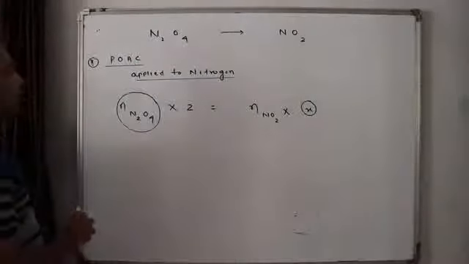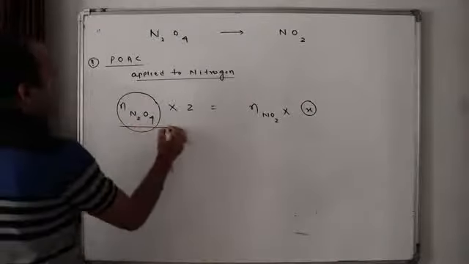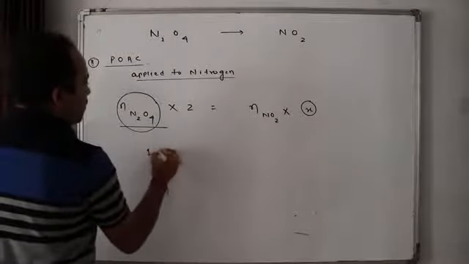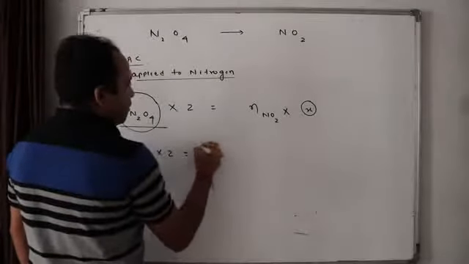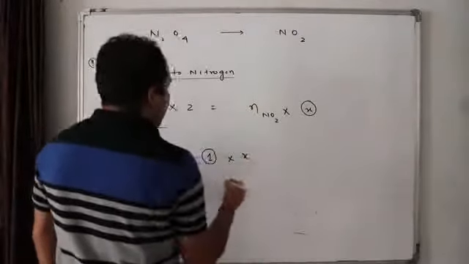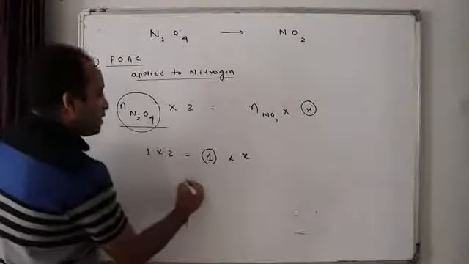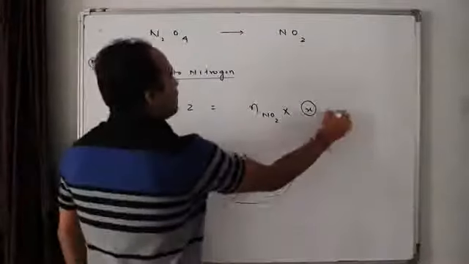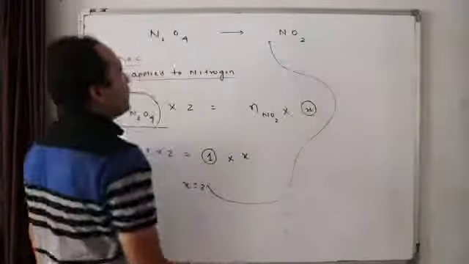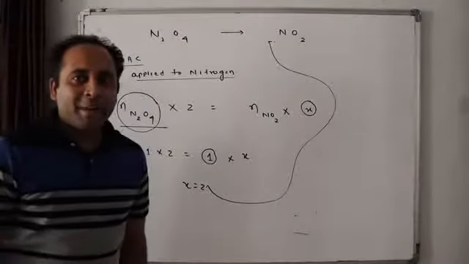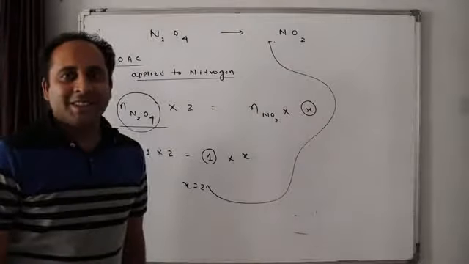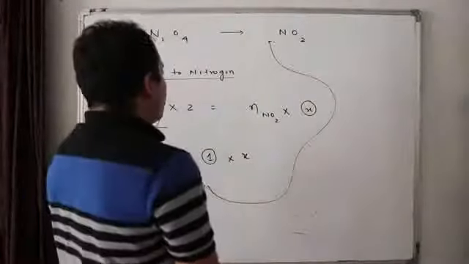This must be equal, isn't it? Here how many moles have I taken? For example, 1 mole. 1 into 2. Number of moles of NO2, let it be X. So what is the X here? X is equal to 2. Put this value here. Nitrogen balanced. Easy? Clear? Doubt? This is called POAC.